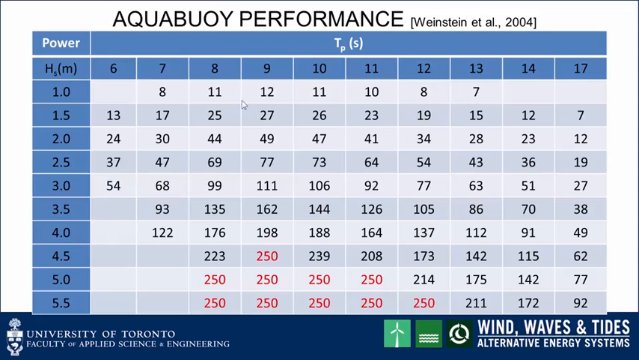kilowatts for the different combinations of P and H sub S. Now notice this particular unit is rated at 250 kilowatts maximum power, and so I've highlighted in red a number of points here, and the unit basically limits the power output to prevent damage to the generator. So in some of these places here, the potential in the waves might actually allow for higher power outputs, but the generator is limited to its maximum to prevent damage. So a power limiting feature.